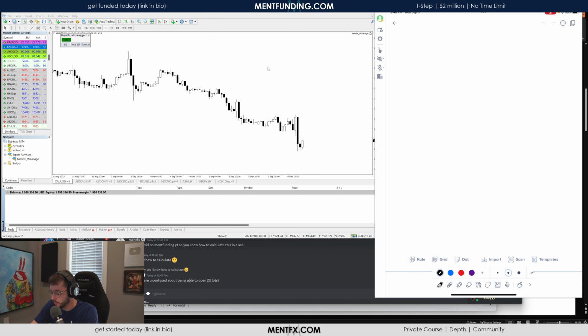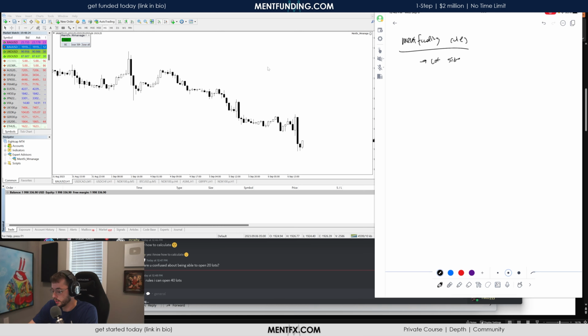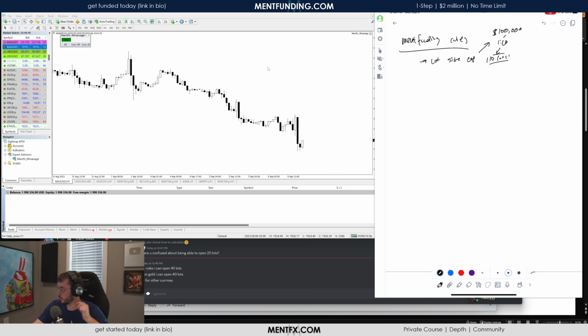So the first thing is Mentfunding rules. Part of Mentfunding's rules is that you're going to have a lot size cap. Even if the calculation works out to being more than this, there's a lot size cap, and this is viewed per the leverage as well as the account size. So for instance, if you have a $100,000 account with Mentfunding, you are all aware that at 1 to 10, you are going to be able to trade 10 lots max no matter what. This does not mean that it's 10 lots on EU or 10 lots on gold. That's not what it means whatsoever. I'm going to show you the calculation in a second, but it just means that 10 lots is up to the max you can trade.